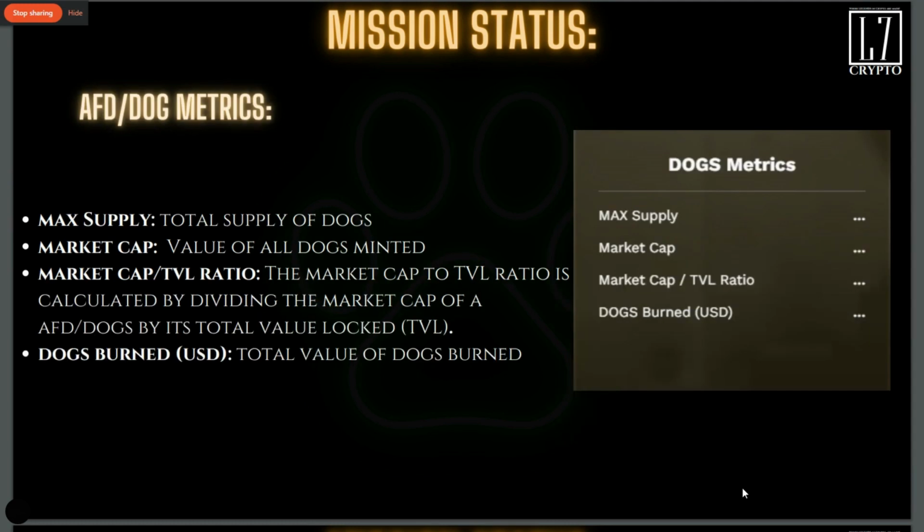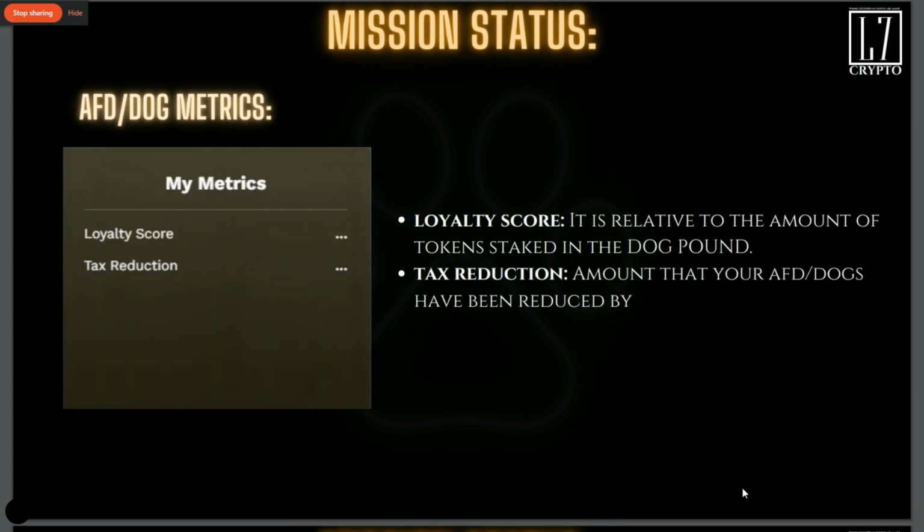Now we have the Air Force dogs. The dogs metrics. Okay, we have the max supply, which is the total supply of dogs. Market cap, this is the value of all the dogs coins minted. The market cap TVL ratio. The market cap to TVL ratio is calculated by dividing the market cap of the dogs by its total value locked. Dogs burned, that's the total value of the dogs burned. Boom.